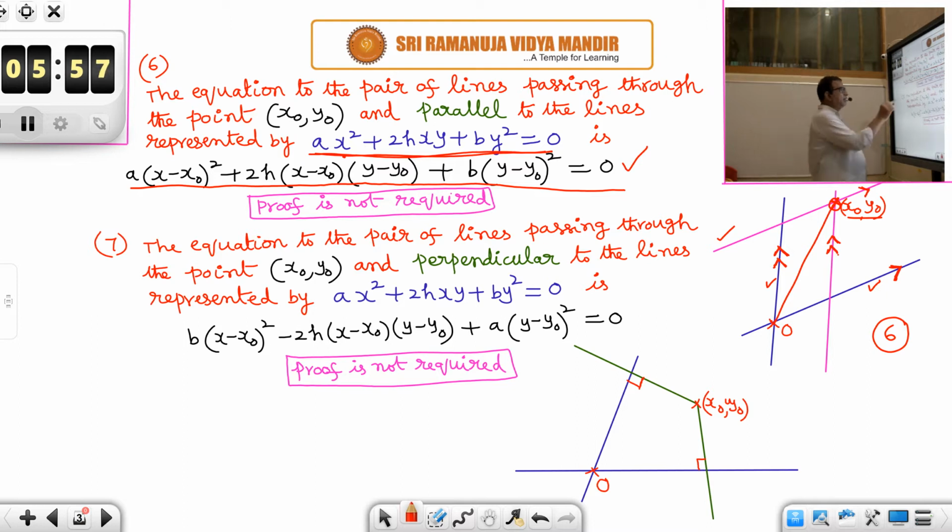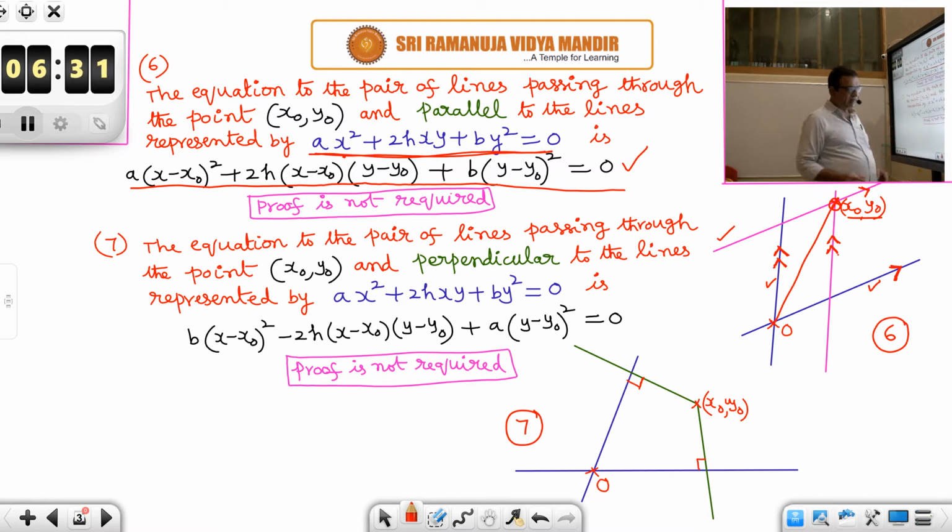Next, the seventh formula. The equation to the pair of lines passing through the point x0, y0. I have drawn the diagram here, please see. The equation to the pair of lines passing through the point x0, y0 and perpendicular to the lines represented by ax square plus 2hxy plus by square is equal to 0 is.